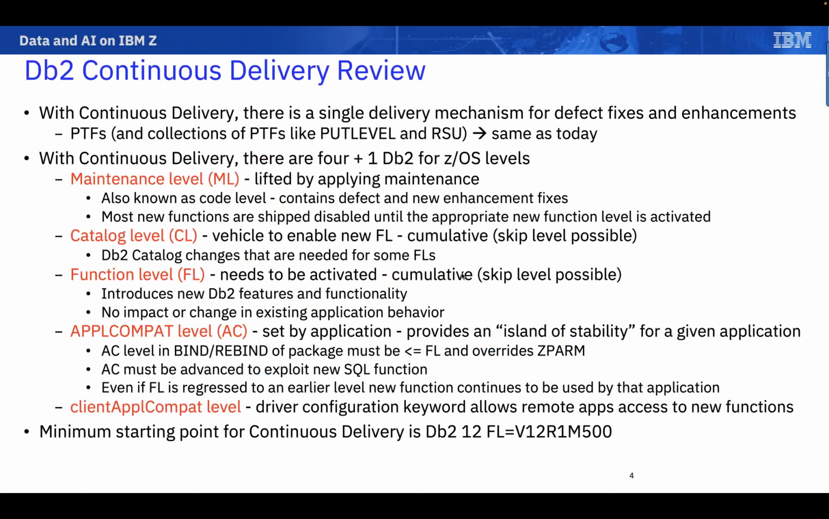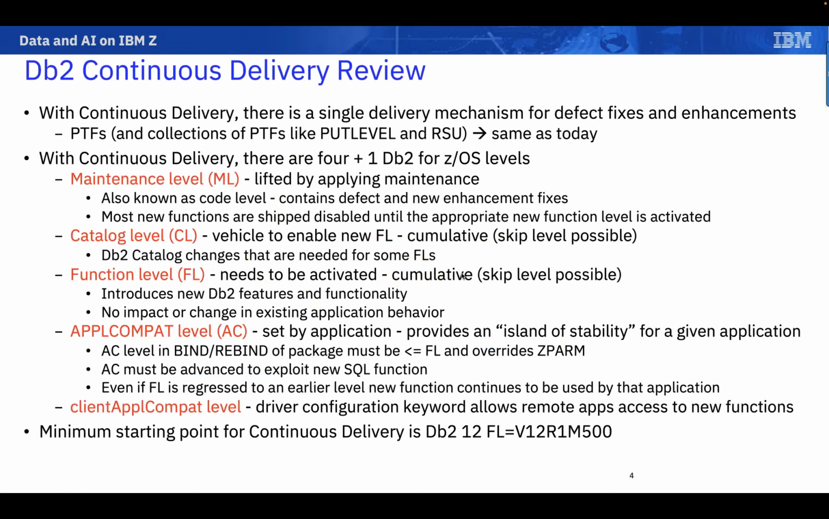The next level in the continuous delivery model is function level. I always refer to it as, if you've been around, and we have an older seasoned group of people here, almost like turning new functionality on at the subsystem level. So again, it's the third floor of this infrastructure. It needs to have the maintenance level to support it. It has to have a catalog to support it, and the function level just turns that on at the group level. And you will see as we go back and forth through this, you can go forward and backwards with the function level. It just gives you the ability to take advantage of new functionality.